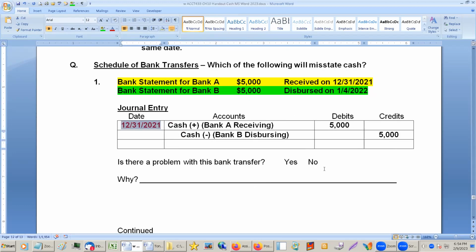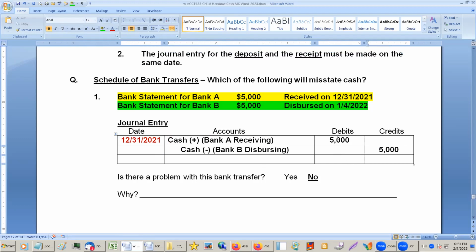So is there a problem? Nope. That's fine. Notice that their cash account isn't any higher than it should be. You put cash in one cash account and took it out of another cash account. This is a normal transfer.